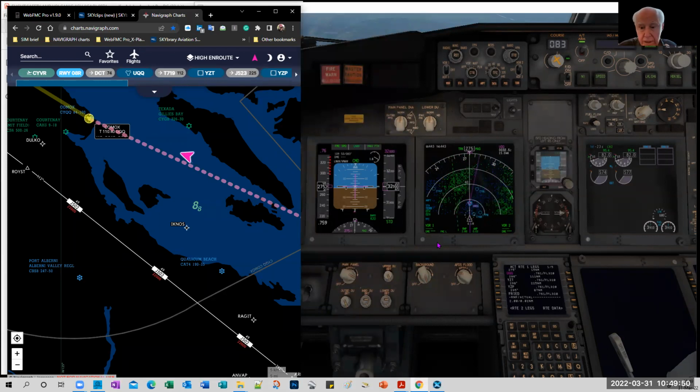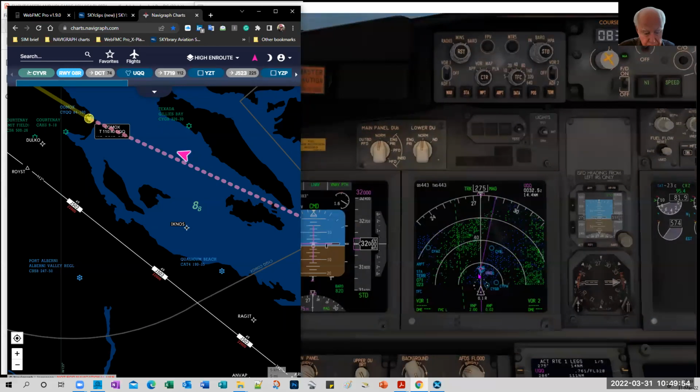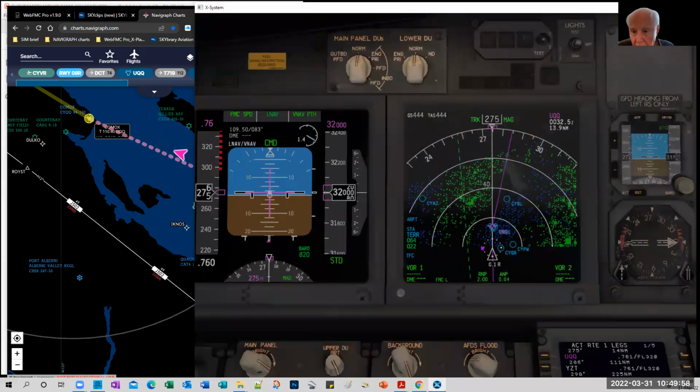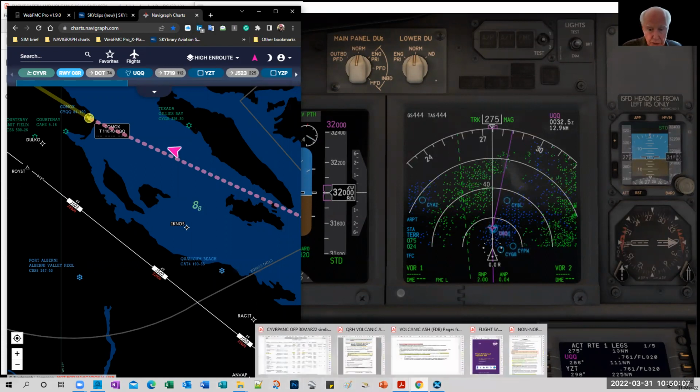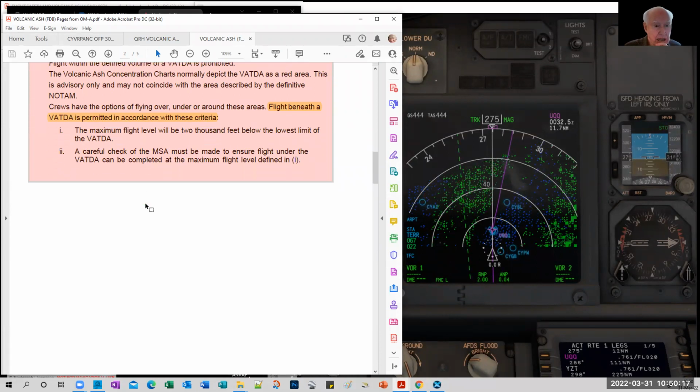So we'll just zoom in a little wee bit here. We're coming up over Comox now, and we'll continue with our briefing. Let's go back to what we were discussing. So that's the area of high contamination.